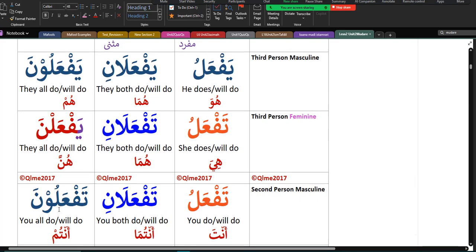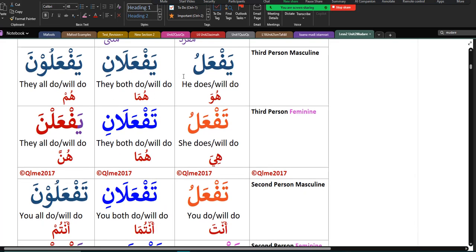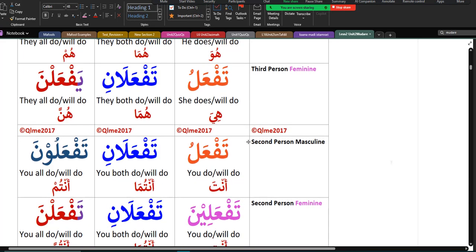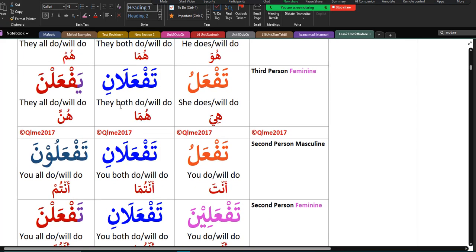You can remember this chart as yaf'alu, yaf'alani, yaf'aluna. And if you look at the second person masculine chart, same thing, just ya is replaced with a ta. Taf'alu, taf'alani, taf'aluna. So these two charts are pretty much similar, except that this is starting with a ya and this is starting with a ta. And the third person feminine and the second person feminine also have similarities.